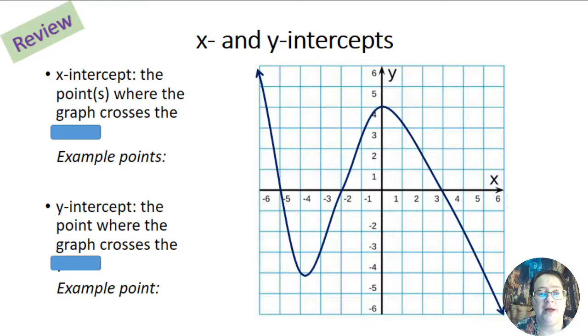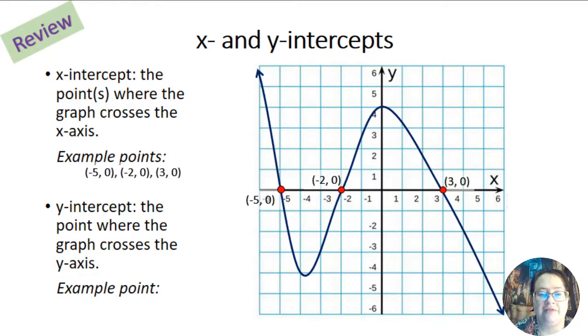First, let's review our x and y intercepts. An x-intercept is the point where the graph crosses the x-axis. Here, if you look at this graph, it crosses the x-axis at (-5, 0), at (-2, 0), and again at (3, 0). These 3 points would be our x-intercepts for this particular function. The y-intercept is the point where the graph crosses the y-axis. And if we look on our graph here, it crosses the y-axis only once at (0, 4). That would be our only y-intercept for this function.